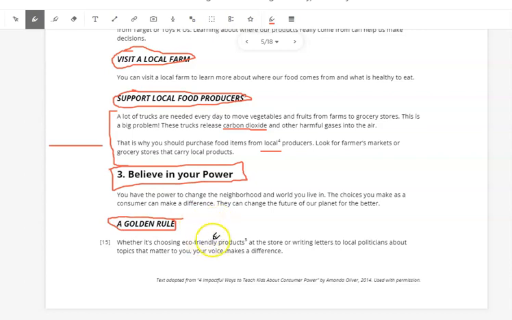Whether it's choosing eco-friendly products, we already looked at that word, those are things that are made at the store, or writing letters to local politicians, those are people like mayors or people that make decisions, about topics that matter to you, your voice can make a difference.